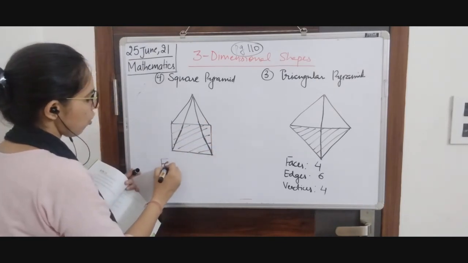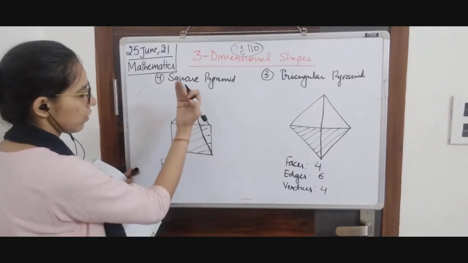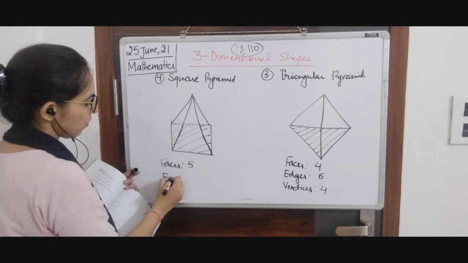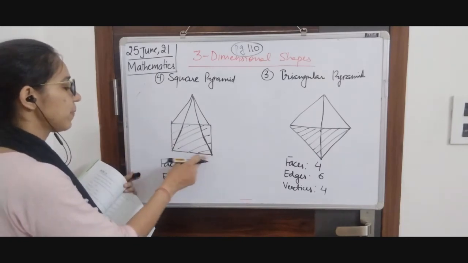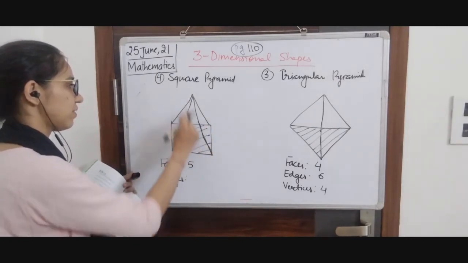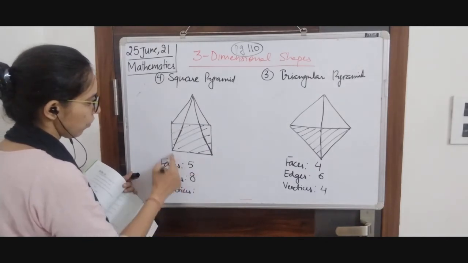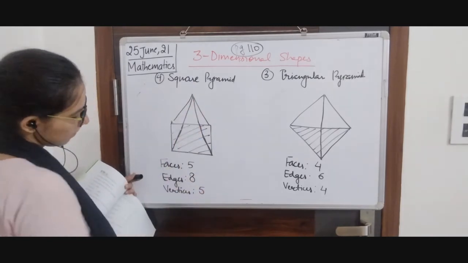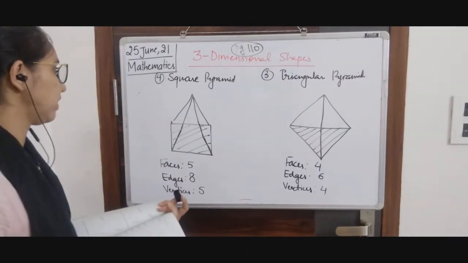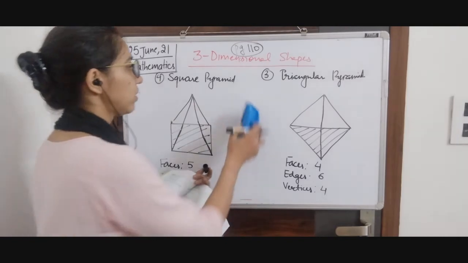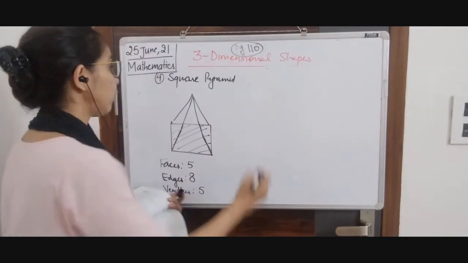So how many faces does it have? 1 is the base and then 4 vertical faces: 1, 2, 3 and 4. So it has 5 faces. Number of edges: we have to count the line segments joining 2 faces. So it is 1, 2, 3, 4, 5, 6, 7, 8. It has 8 edges. Vertices we will count and we will find them to be 5. So it has 5 vertices. These types of questions are asked, like how many faces are there in a square pyramid or in a cube or cuboid, etc. The last shape that we are going to discuss is our triangular prism.